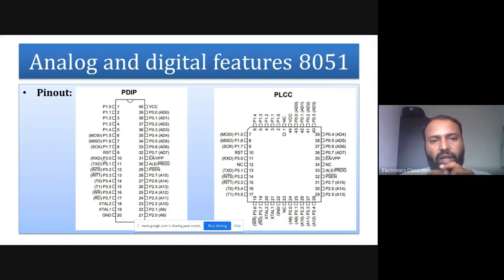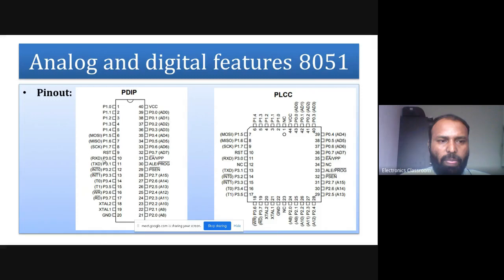Means I will connect this P3.0 pin to receive data from another device. So the alternate function of this pin is the RxD. So I will be using it for receiving data serially.